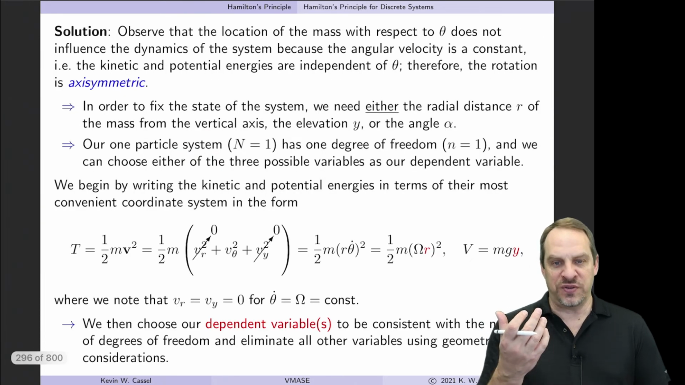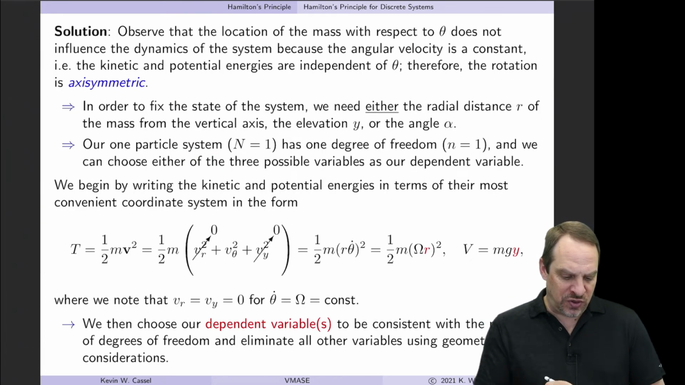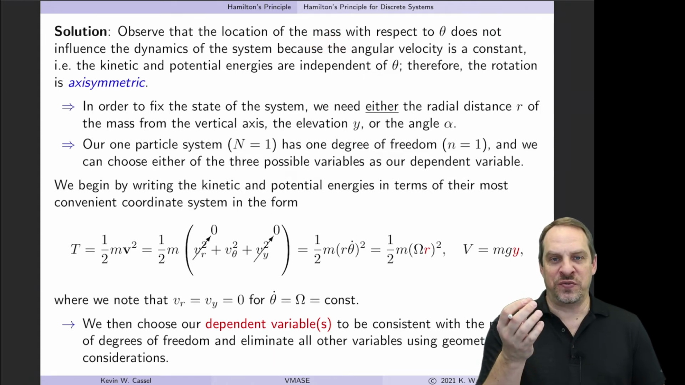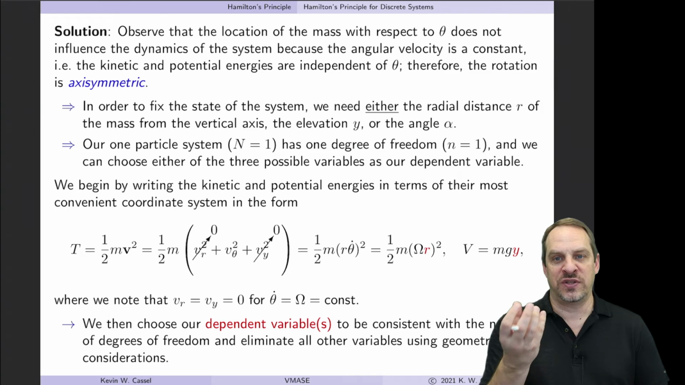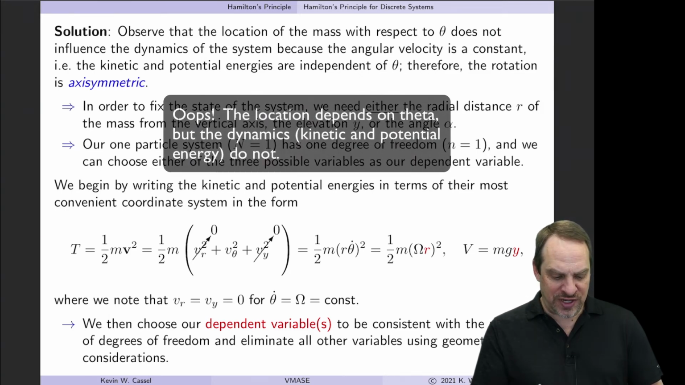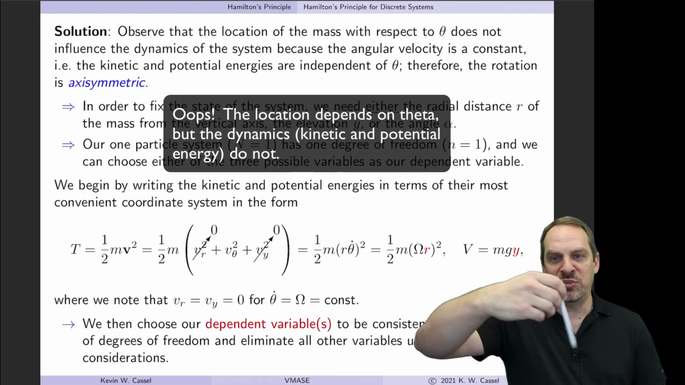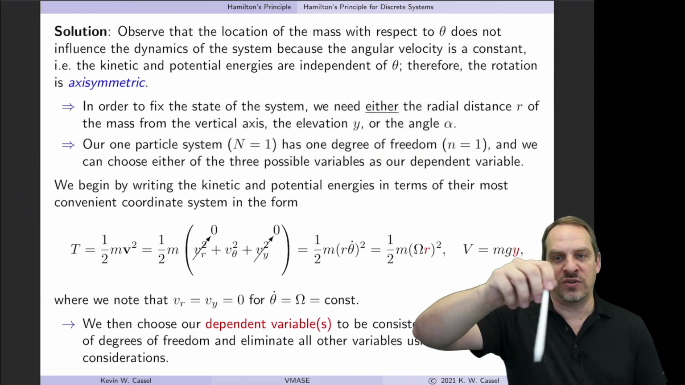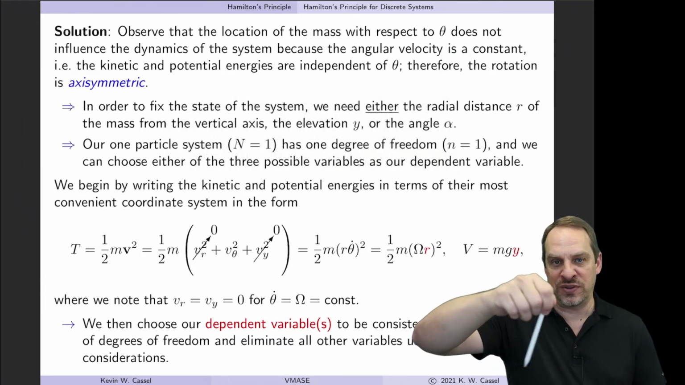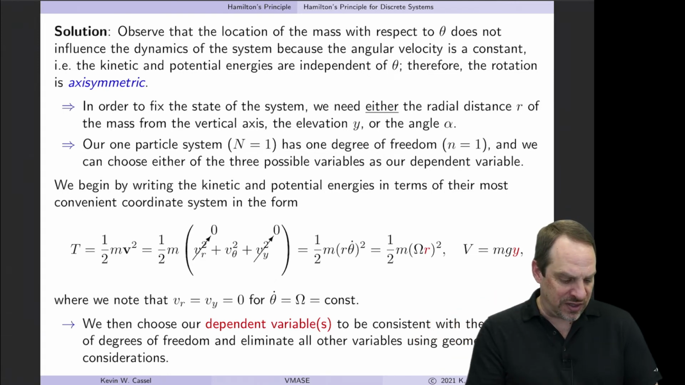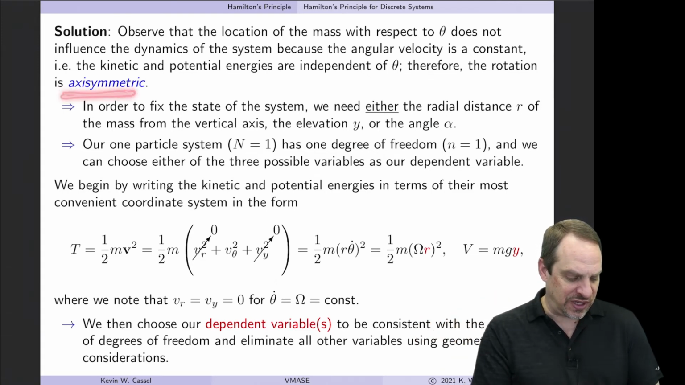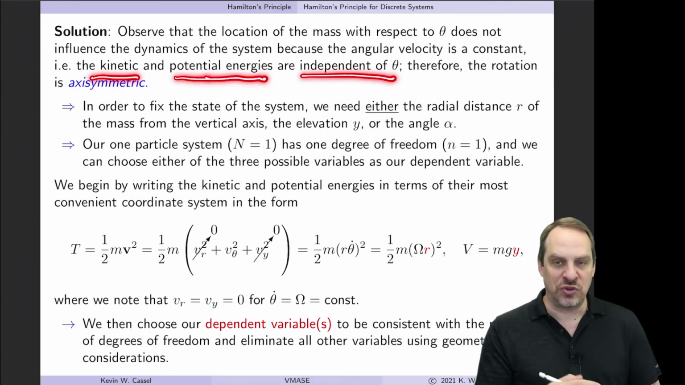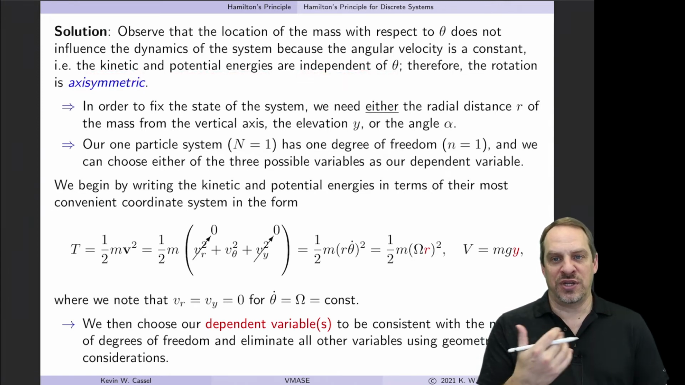Okay, so let's just talk about the physics of this a little bit. So the location of the mass, we need to think about how many degrees of freedom, how many variables do we need to fix the state of the system. It turns out that the location of the mass does not depend on theta. In other words, the azimuthal angle does not affect the forces or anything about the system. And so we say that it is axisymmetric. The kinetic and the potential energies are independent of theta due to this axisymmetric character of the rotational aspect of our problem.